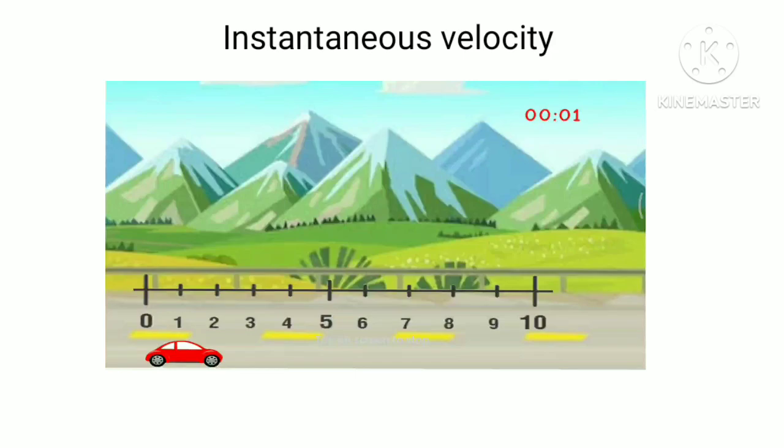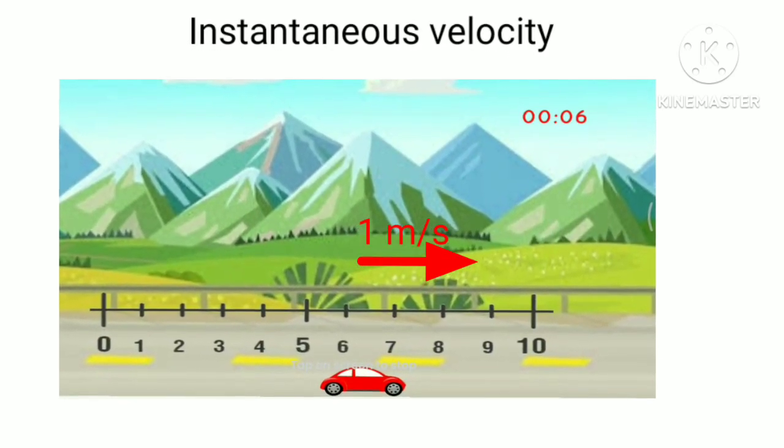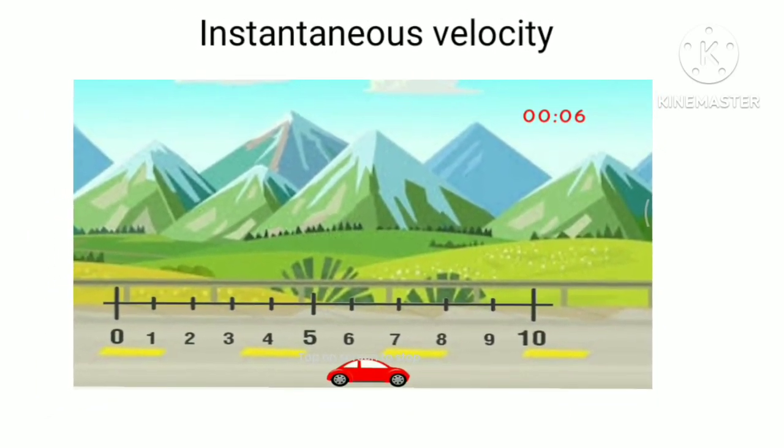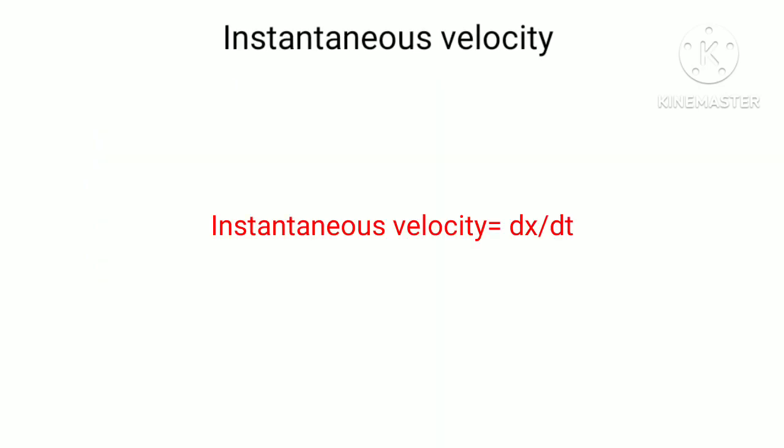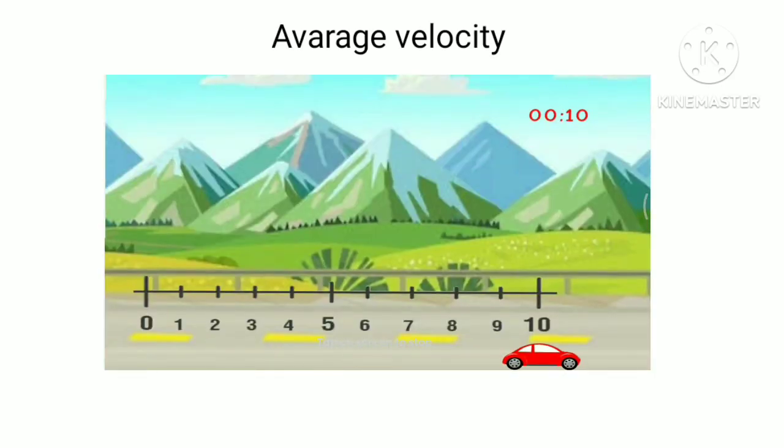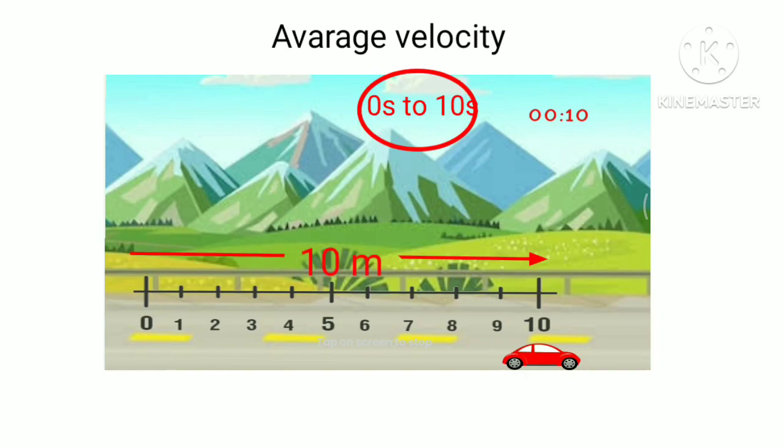Instantaneous velocity. This refers to the velocity of an object at a specific instant in time. It is calculated as the derivative of the object's displacement with respect to time. Average velocity. This represents the average rate at which an object changes its position over a specific time interval.